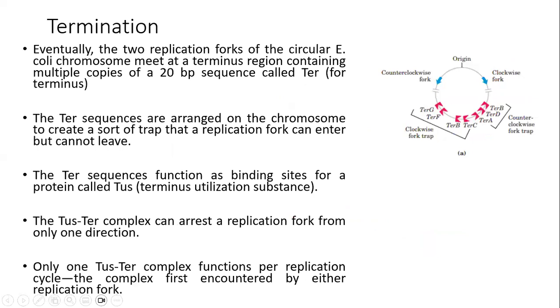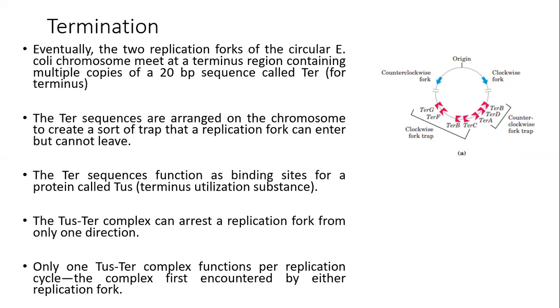Then coming to the last stage, that is termination. So eventually the two replication forks that move in opposite direction will meet at the terminus sequences. The terminus sequences are arranged in the chromosome like a trap, so that the replication fork can enter the trap but cannot leave. These terminus sequences are present towards the opposite end of the origin, and these sequences function as binding site for a protein which is known as the TUS protein, which stands for terminus utilization substance.